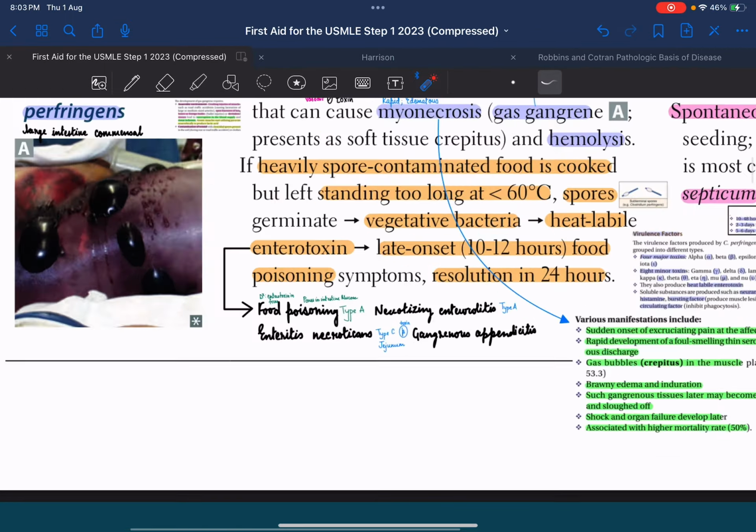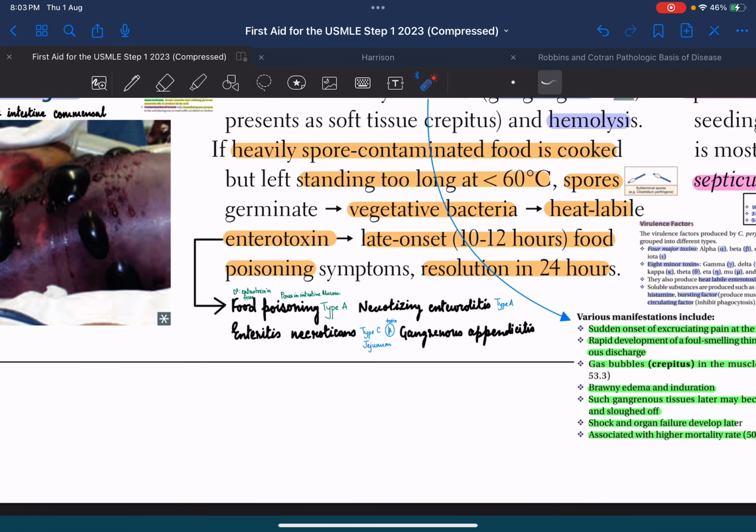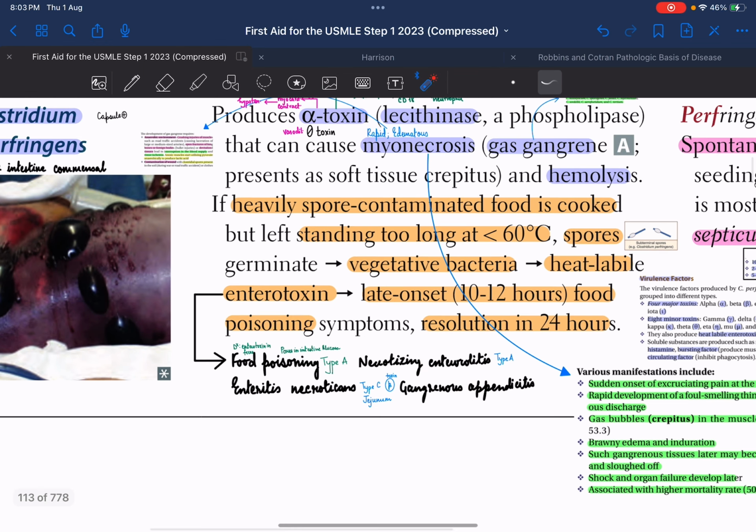Now, Clostridium perfringens can also cause certain symptoms in the gastrointestinal tract. It can cause food poisoning, enteritis necroticans, necrotizing enterocolitis, and gangrenous appendicitis. Okay, before that, let us see how it will cause GI manifestation.